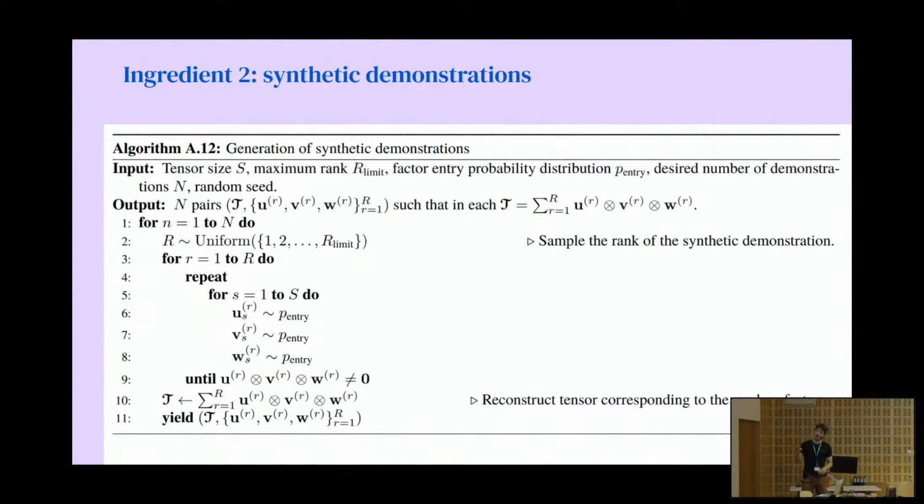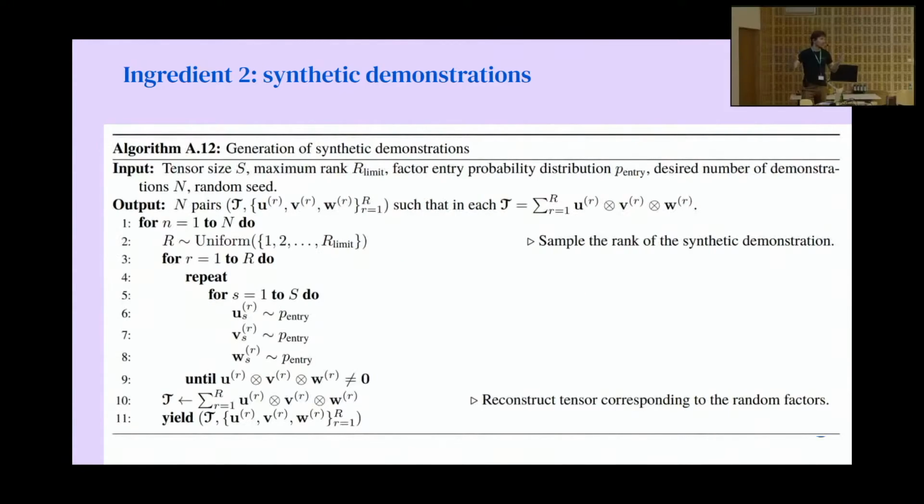So the specific algorithm for generating an unlimited number of synthetic demonstrations, just quickly, is that for as many demonstrations as you want, capital N, you randomly pick the number of terms, and then within each term, or within each factor, you just sample these entries U, V, W completely at random, independently, and then crucially, you just add up the tensor by computing the outer products and summing them up, and that gives you a data point.